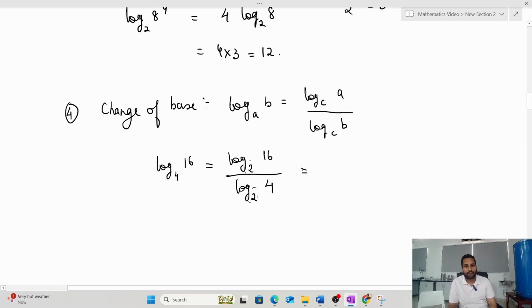If you solve this, log base 2 of 16 is nothing but what power of 2 will give you 16. It is 4, because 2 to the power of 4 is 16, and log base 2 of 4 is 2, so your answer is 2. So this is also used when the question demands a change of base. We will do a few questions, and you will understand how to approach this. So let us do a few questions.